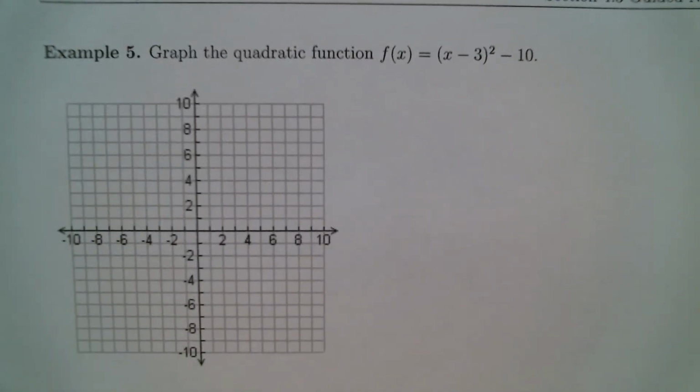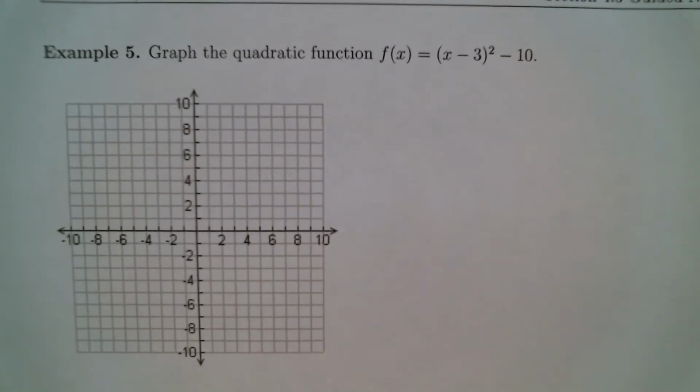All right, example 5 is the last example for section 4.3, okay? We're still going to be graphing a parabola, but we're not going to go through all the work that we have been doing, okay? We're just going to talk about how to graph the quadratic function f of x is equal to, in parentheses, x minus 3 all squared minus 10, okay? So pretend you got your test. How would you do this problem, okay?